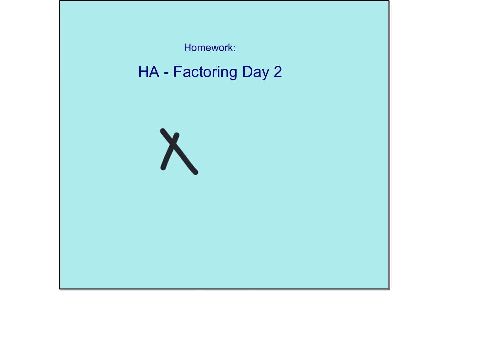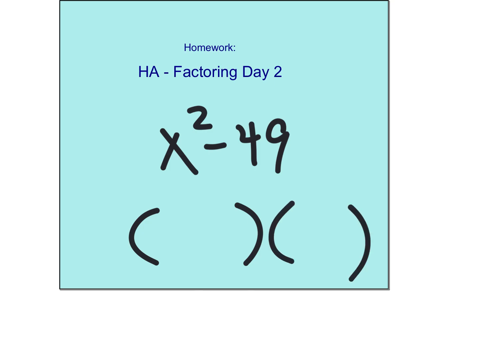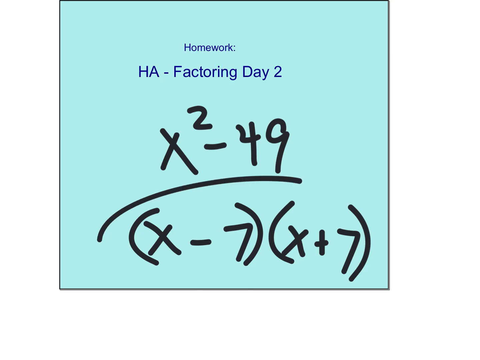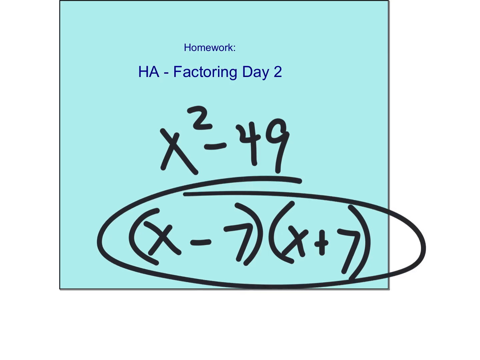The first question is x squared minus 49. You can do this. Okay, x in the front, and then a minus, and then 7, x plus 7. You got it. There it is. That's your first answer. Easy as that.